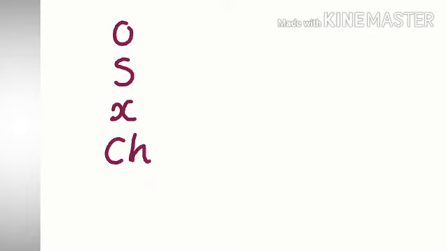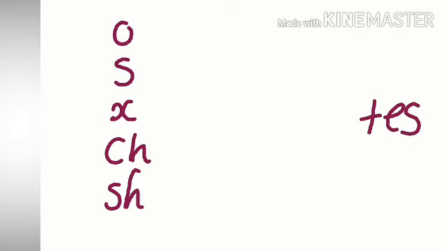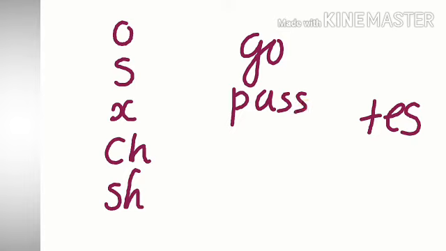So the first one is when the verb ends in O, S, X, CH and SH. When the base verb ends in any one of these letters, then we have to add es to the base verb. For example, take go, we have to say goes. He goes. Next, S. Take pass. Then we have to add es, passes.